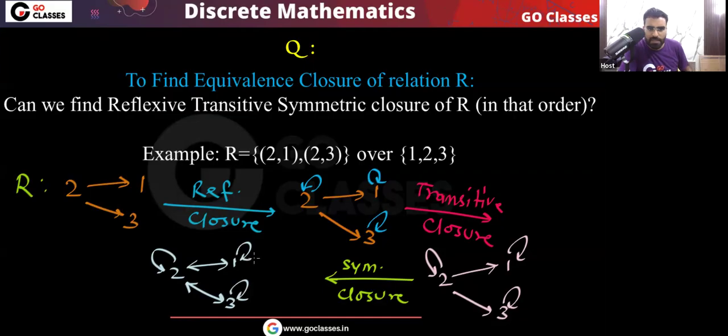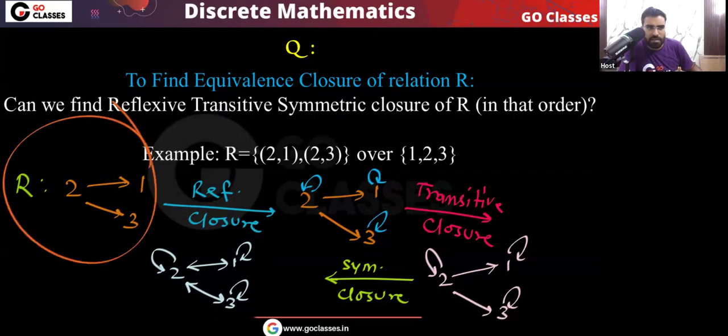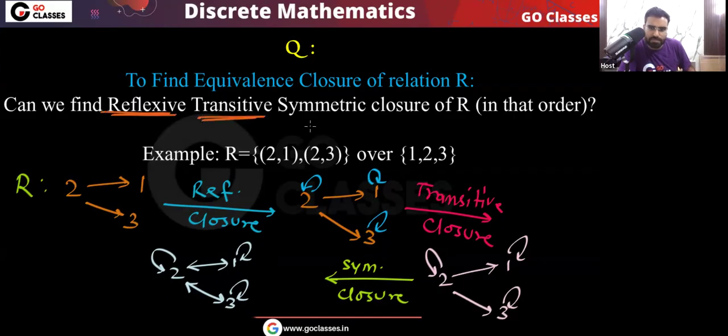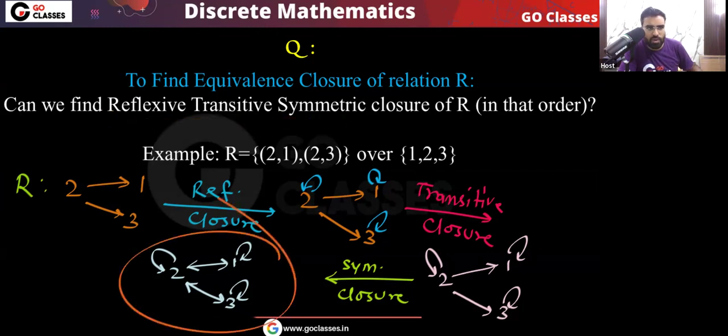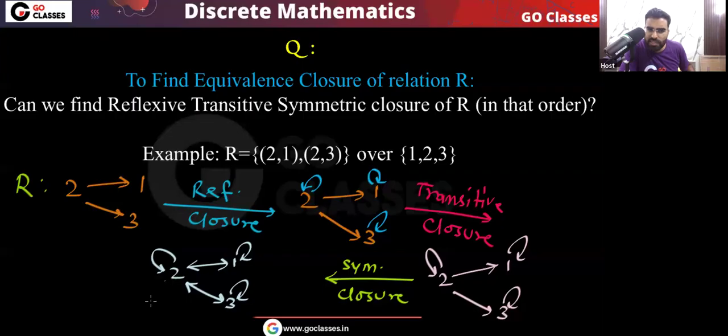Tell me one thing, this result that you got, is it equivalence relation? A simple question I'm asking. Remember what we did? For the given relation R, first we found reflexive closure, then we found transitive closure, then we found symmetric closure in this order. Now, the result that we got, can I say it is a equivalence relation? No, it is not equivalence relation.